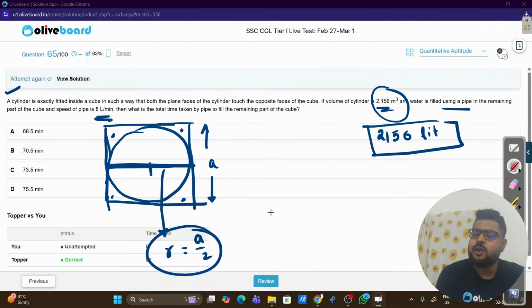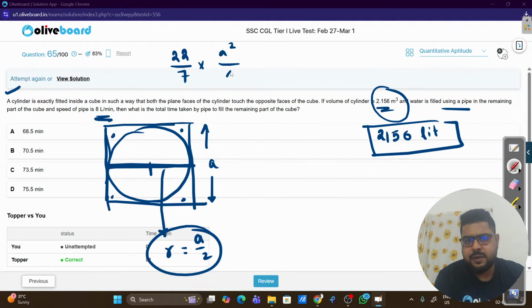Sir, what will be the volume of this? I can say pi, 22 by 7, into r square. R is a by 2 whole square, meaning a square by 4. And height is nothing but a, because a cube has all the sides the same. This is equal to 2156. Let's see how much we can do from here.